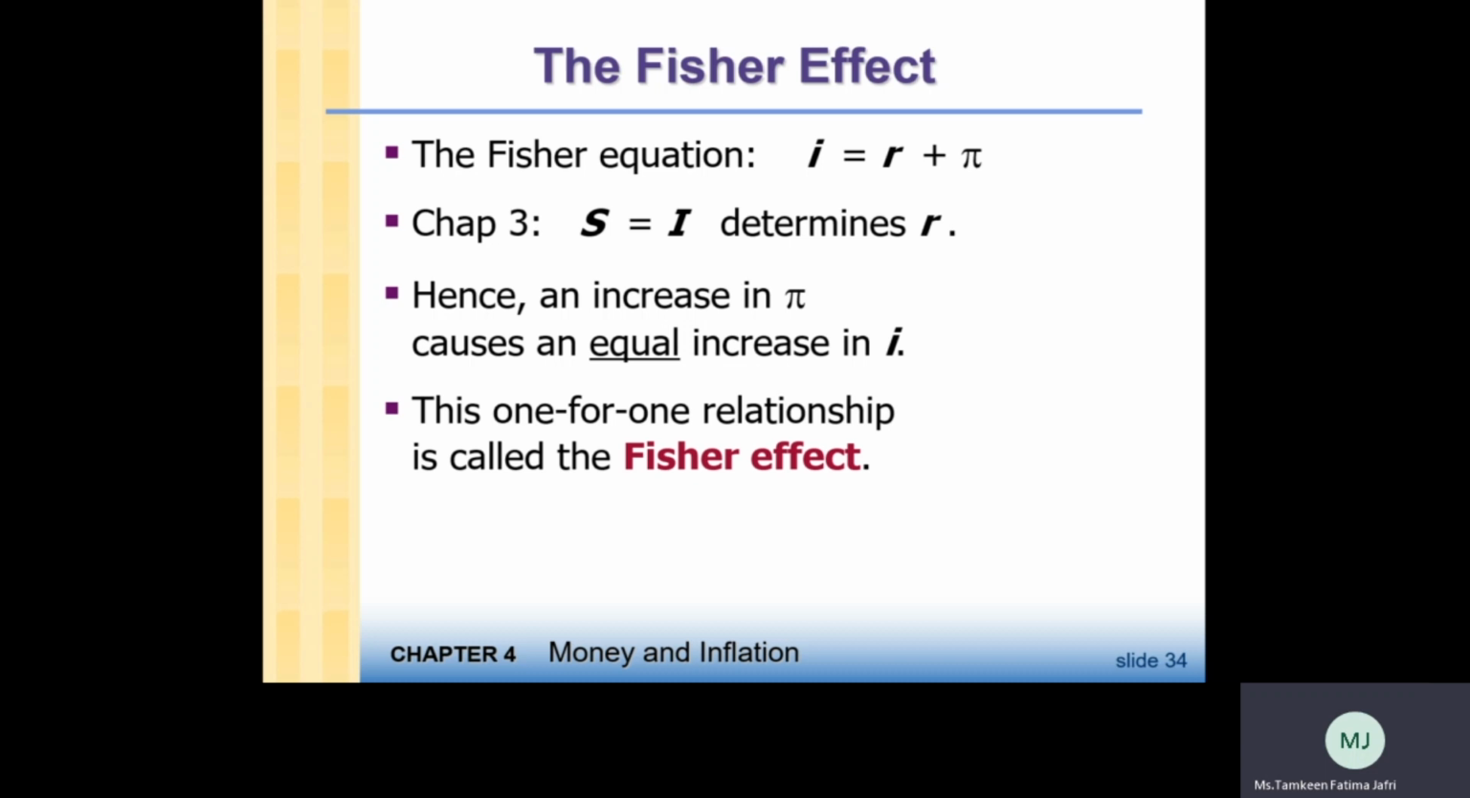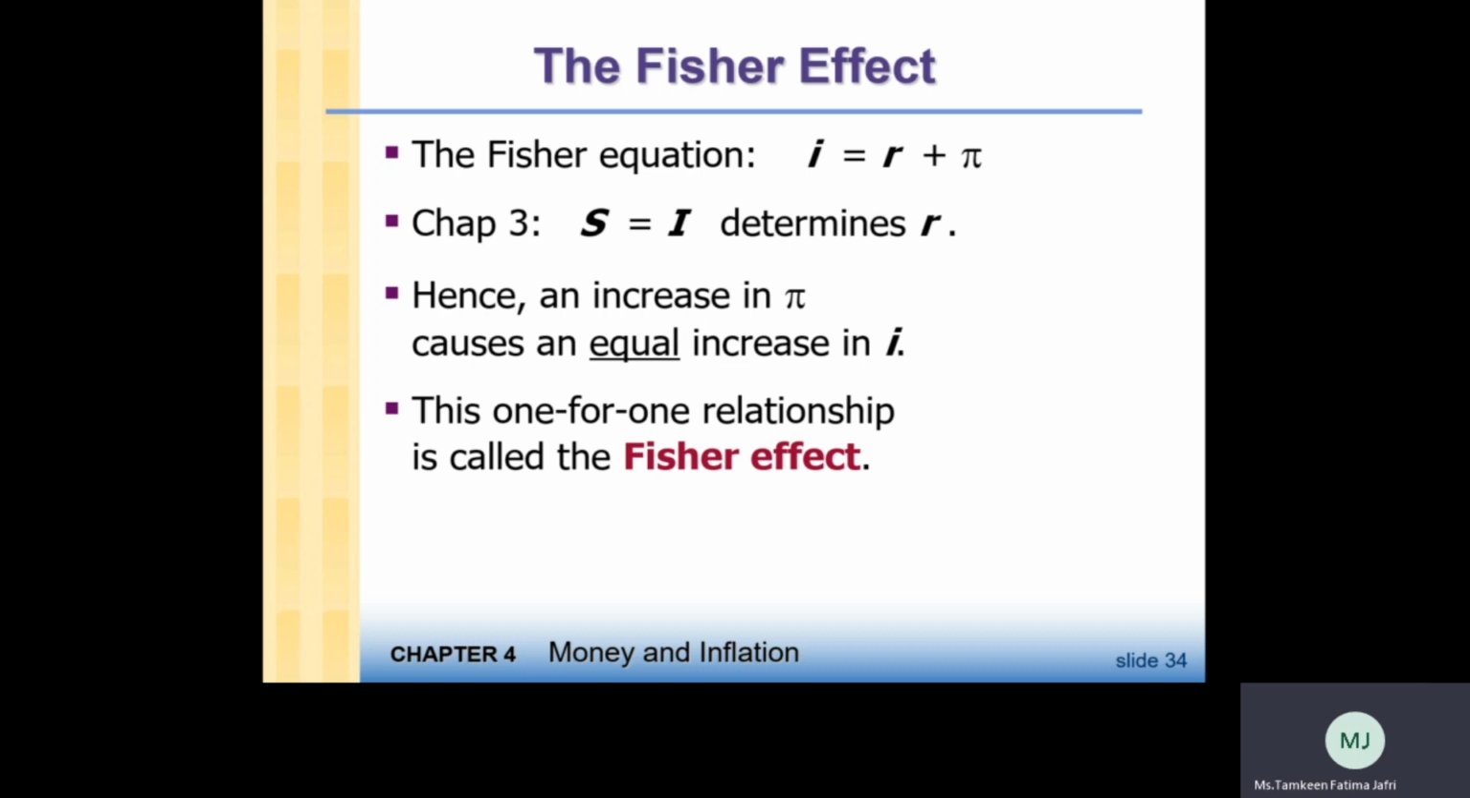So R, which is the real interest rate, is determined where the supply for loanable funds is equal to the demand for loanable funds, or it is determined where the goods market is in equilibrium. That is where the supply for goods and services is equal to the demand for goods and services. So for a given S and for a given investment, you can figure out the equilibrium interest rate. So as long as the supply for loanable funds and the demand for loanable funds do not change, the real interest rate is not going to change. So the Fisher effect simply states that there exists a one-to-one relationship between inflation rate and the nominal interest rate.